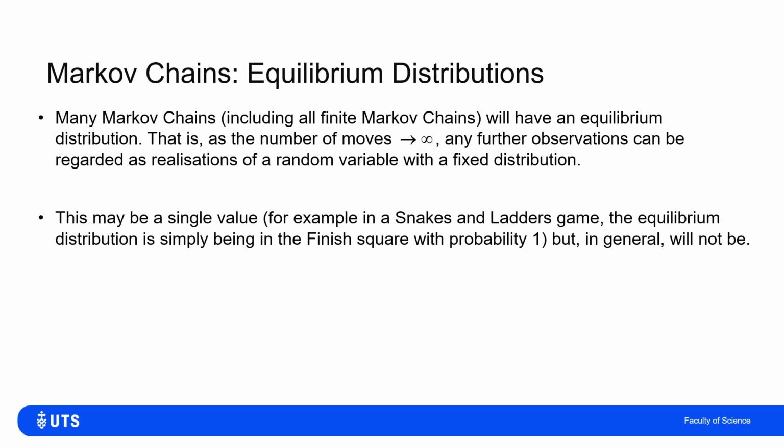Now, in the snakes and ladders game we saw, the equilibrium is trivial because assuming a player keeps playing until they hit the finish square, eventually, with probability 100%, probability 1, the player will hit the finish square. Sometimes there is not a fixed value it reaches, but maybe a small number of possible places it may finish, each with a different probability.